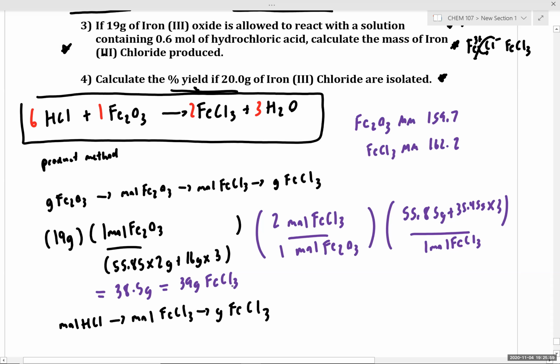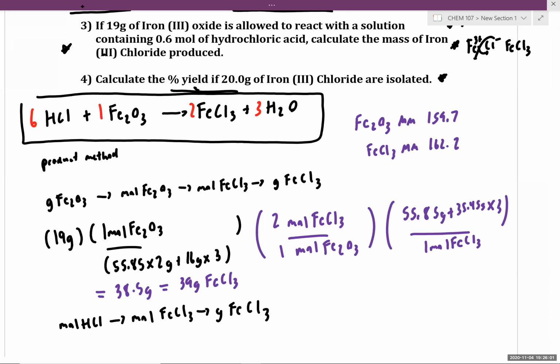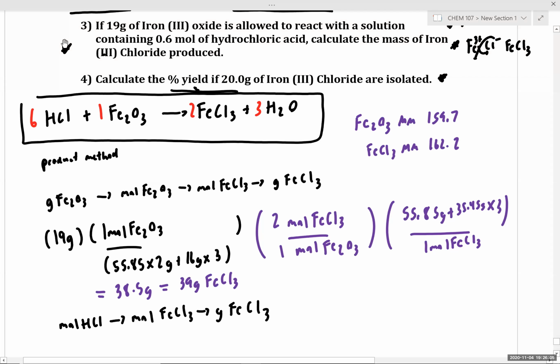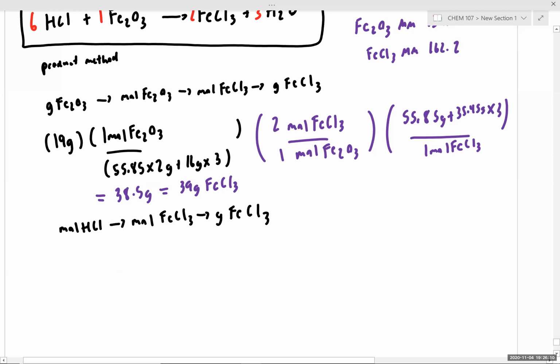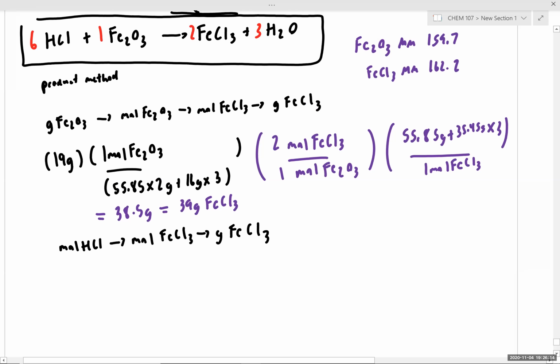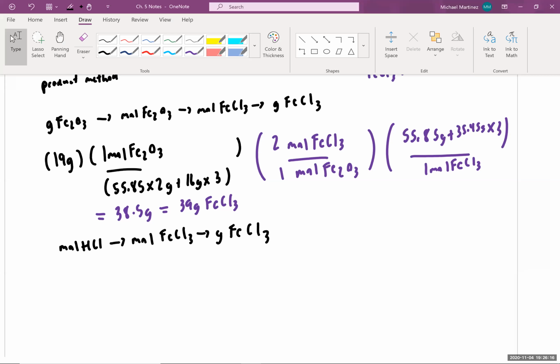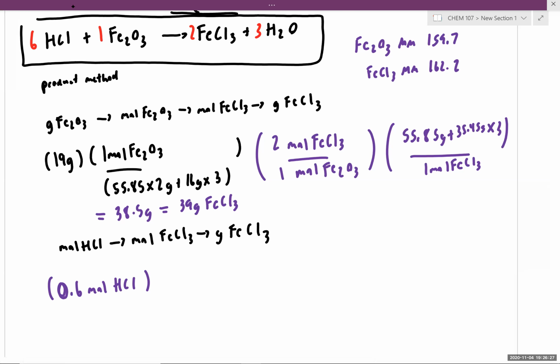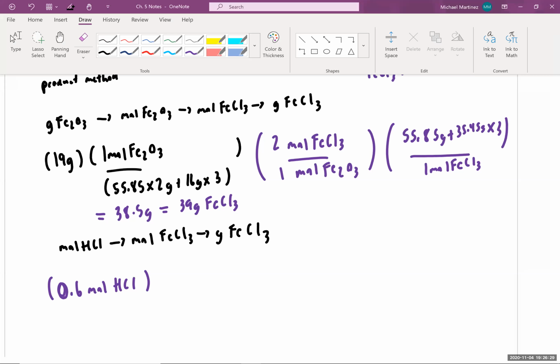Okay, let's look at what happens from hydrochloric acid, because this problem currently isn't complete. We need to figure out the theoretical yield looking at both of our reactants. So then, starting off, we're given that we have 0.6 moles of hydrochloric acid. Okay, so we don't even have to do that initial mass to mole conversion.